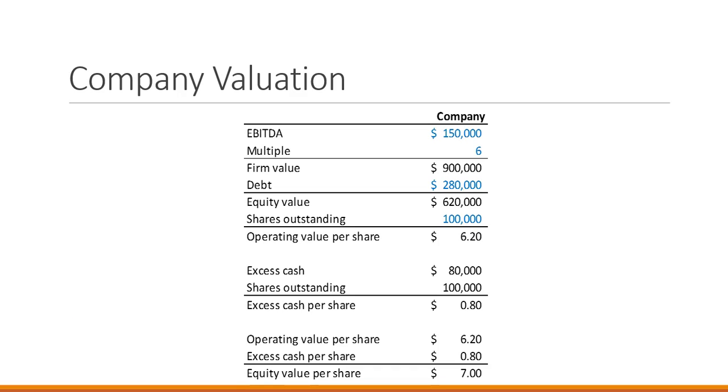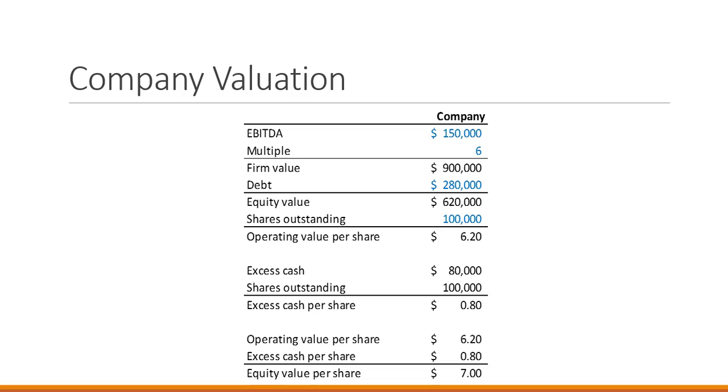Let's begin with a company valuation. Knowing how to value a company is a nice tool. There are various ways to value a company. Here, we're valuing a company based on a multiple of EBITDA, earnings before interest, taxes, depreciation, and amortization. For our company, that measurement is $150,000. We're applying a multiple of 6 times.